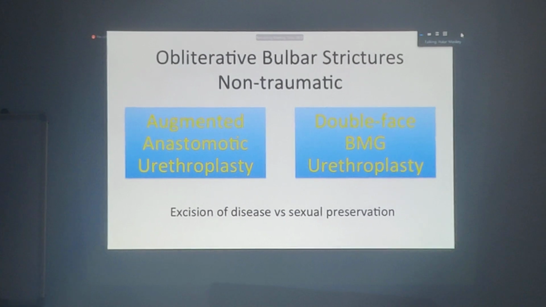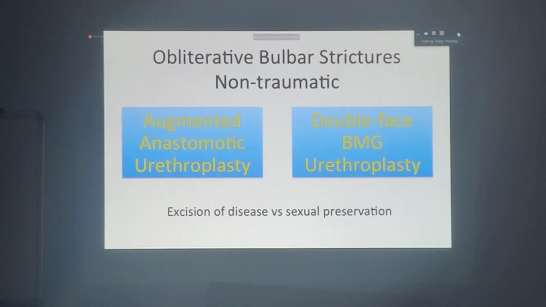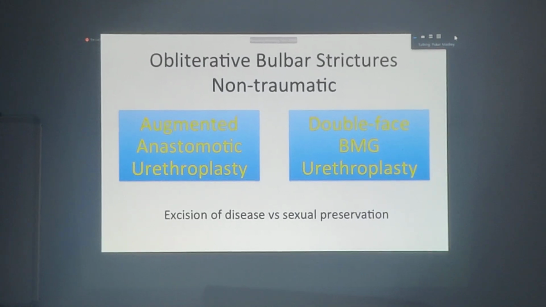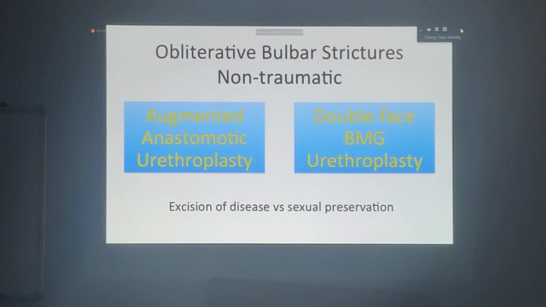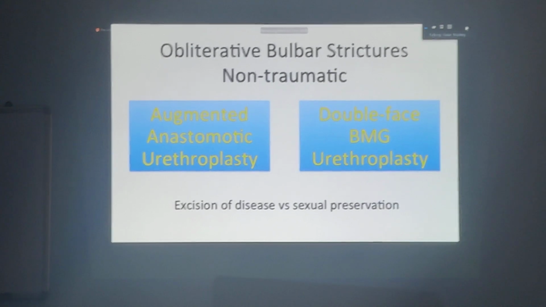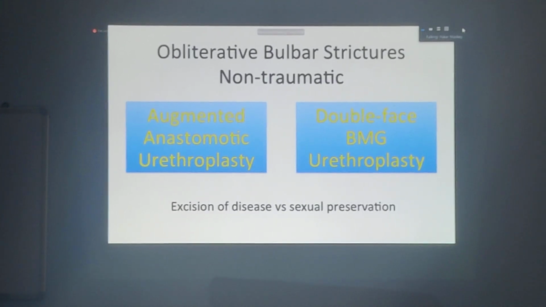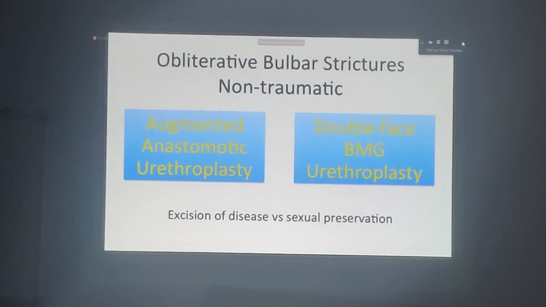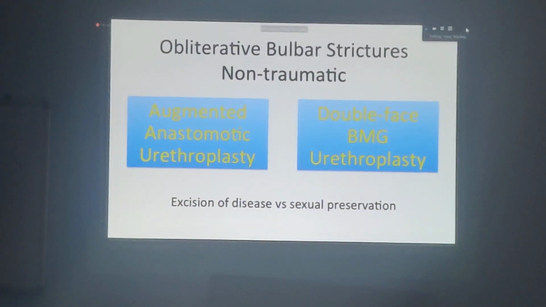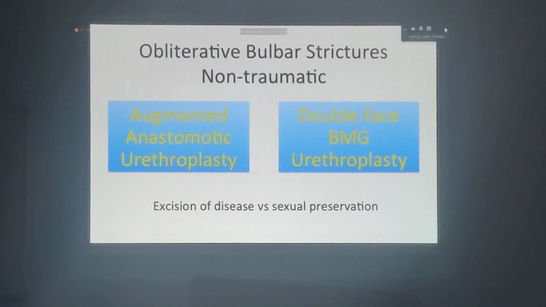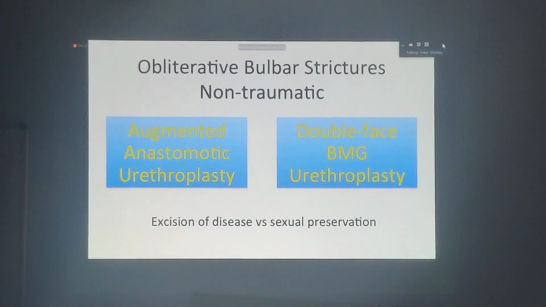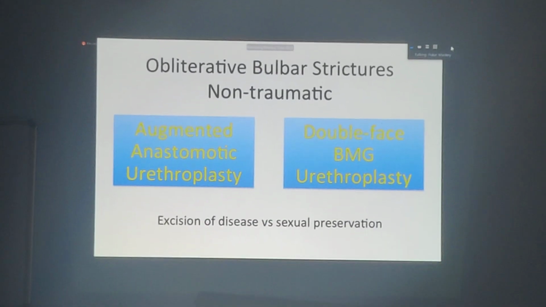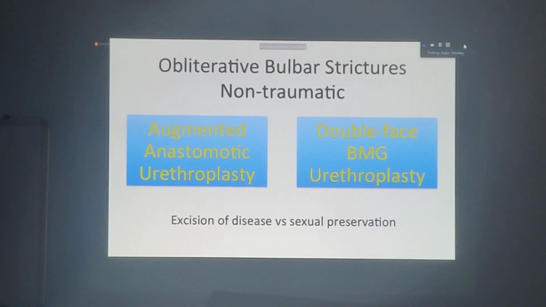So how do we treat obliterative bulbar urethral strictures which are non-traumatic? Traumatic bulbar strictures are obliterative. Treatment is anastomotic urethroplasty. For obliterative non-traumatic bulbar strictures, we have 2 options. One is to do an augmented anastomotic urethroplasty. The other is to do a double phase BMG urethroplasty. Here, the advantage of one is we excise the disease. The advantage of the other is that we tend to preserve the sexual function.